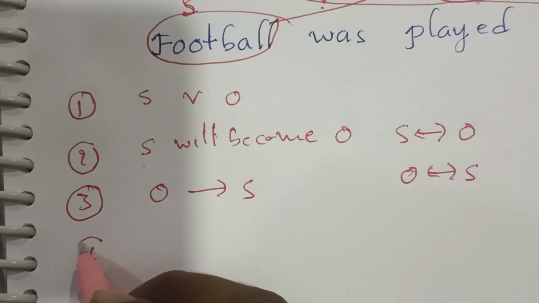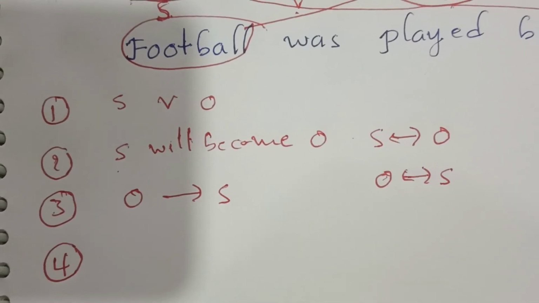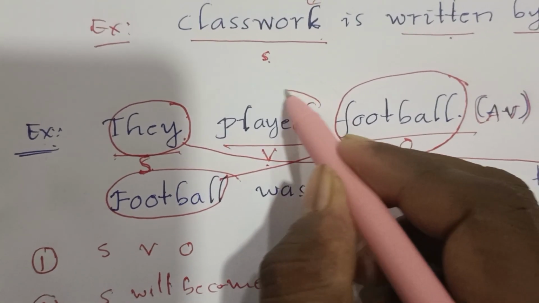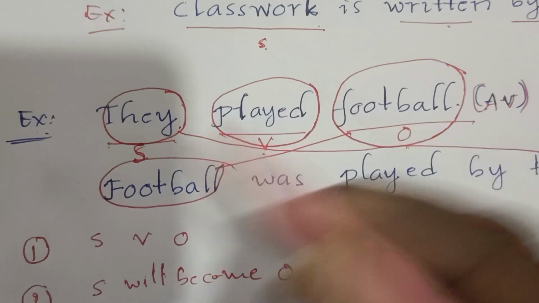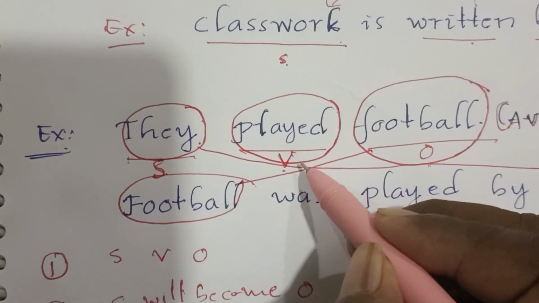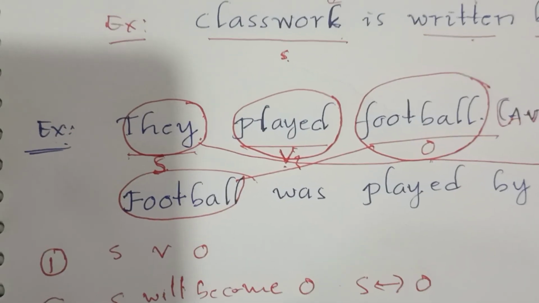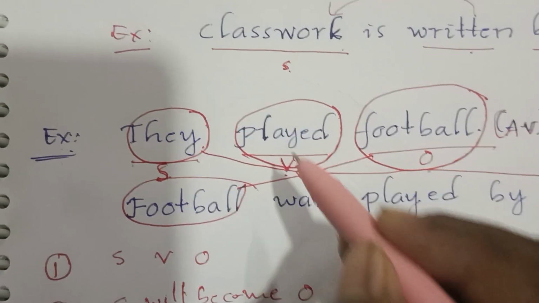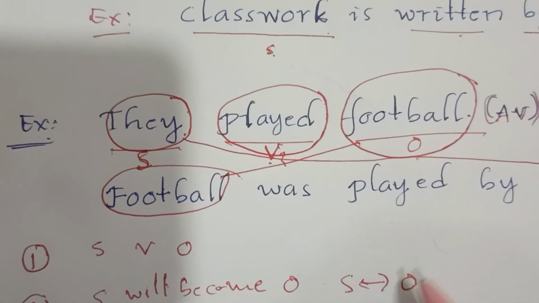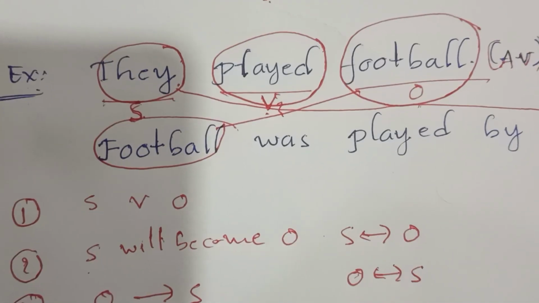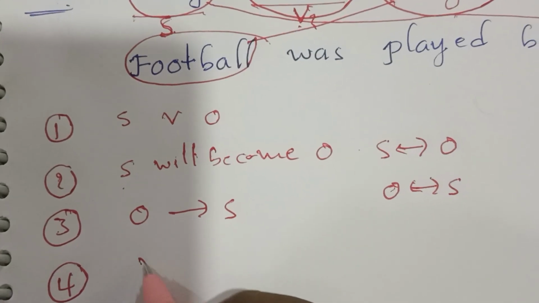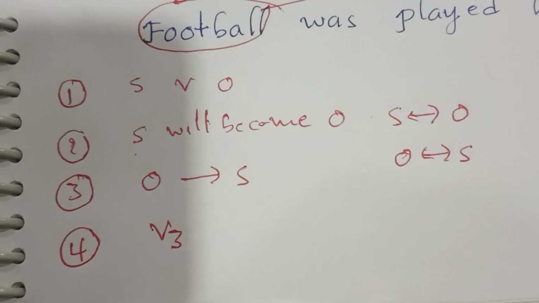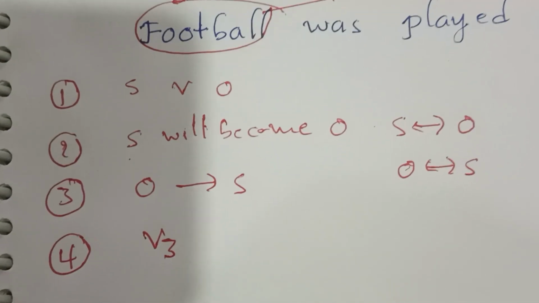Next, the fourth point. Here first we have to observe what the verb is. While changing to passive voice, we will change it into verb 3. Whatever verb has been given, we will write verb 3 in passive voice. That is the fourth point.